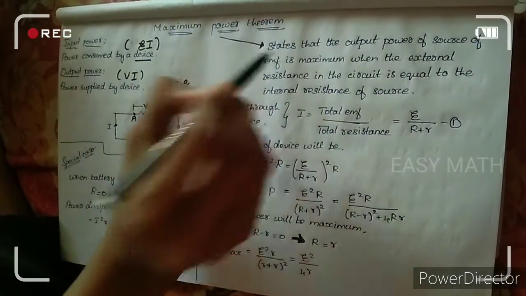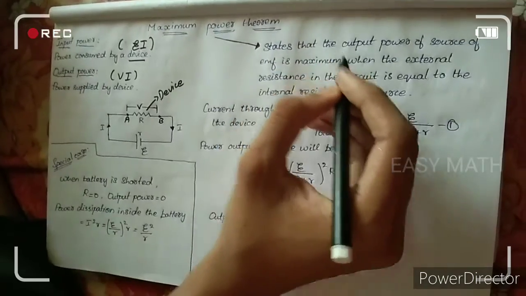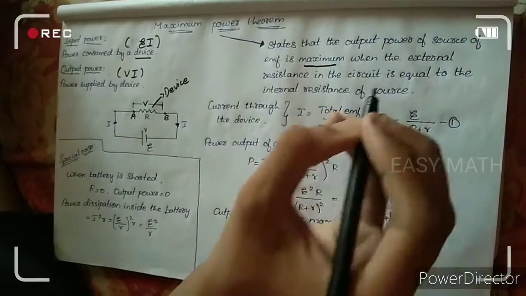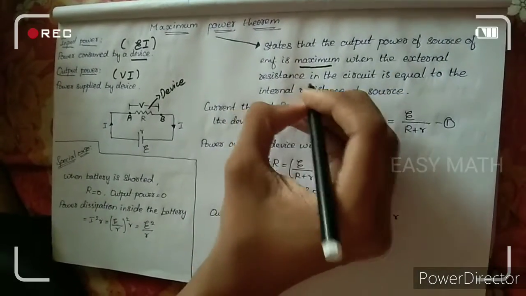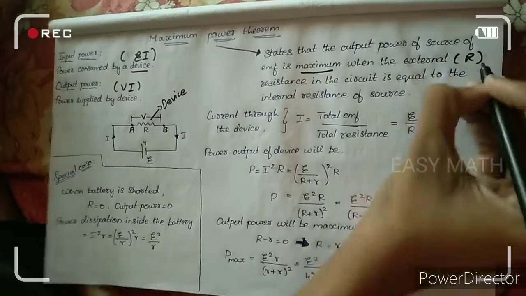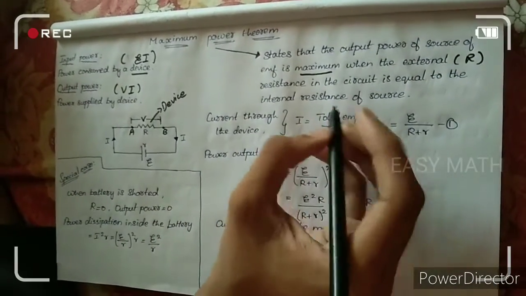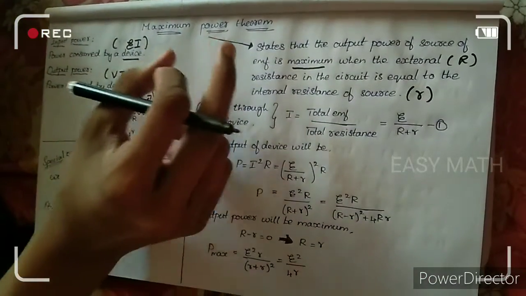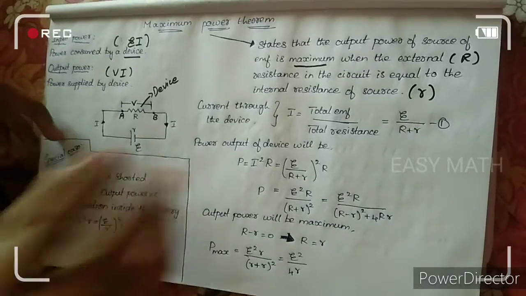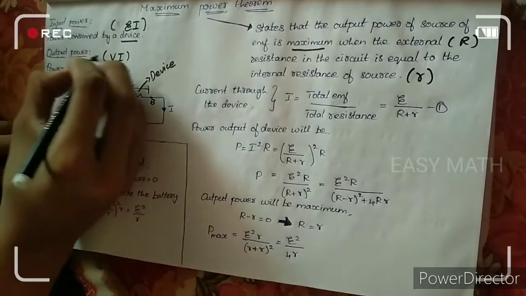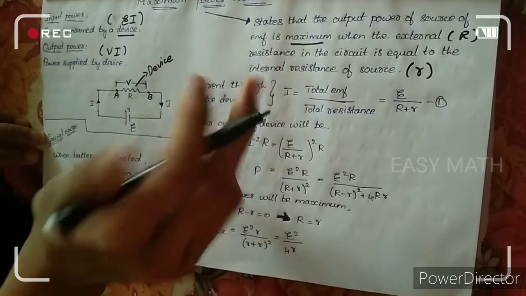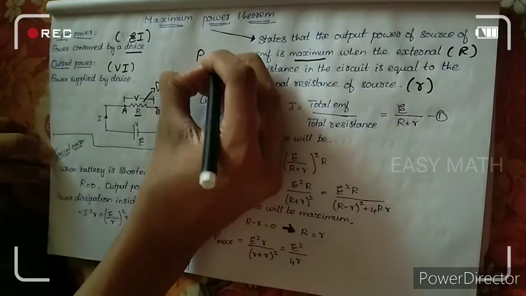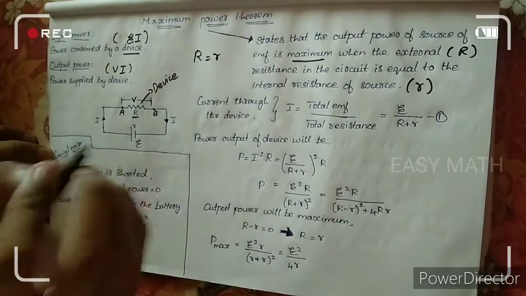Now let us come to the maximum power theorem. It states that the output power of a source of EMF is maximum when the external resistance R in the circuit is equal to the internal resistance of the source. The maximum power theorem states that the output power of a source of EMF is maximum when this external resistance R is equal to the internal resistance of the EMF.